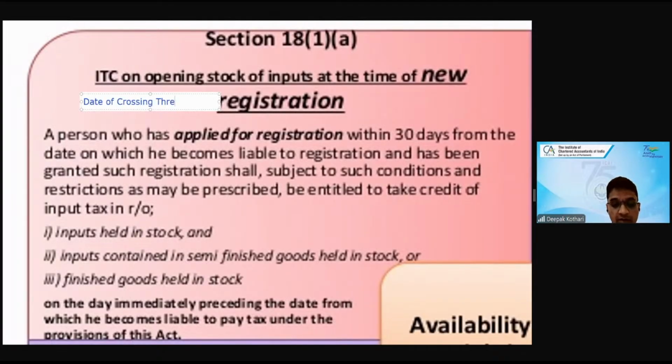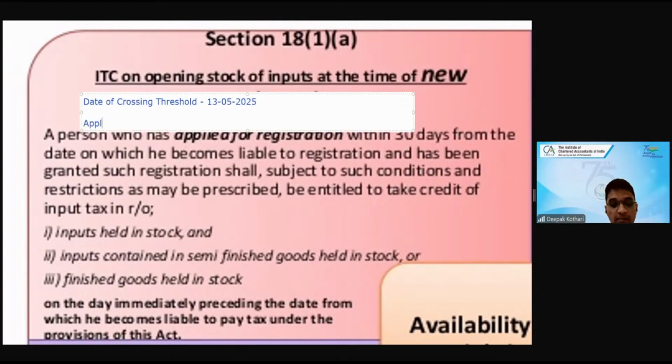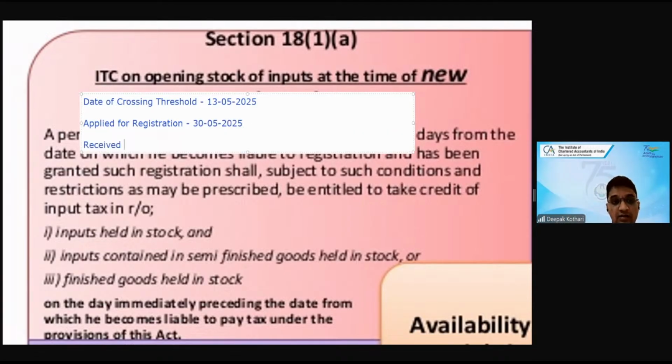Date of crossing threshold. So today is 13th May. He started on 1st April and on 13th May 2025 the limit got crossed. He applied for registration on the 30th of May 2025. He has received the registration within, if Aadhaar authentication is there then 15 days, otherwise it can even take 30 days. So on the 25th of June 2025 he got the registration.